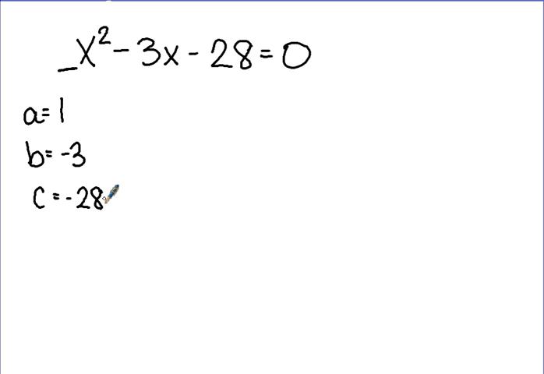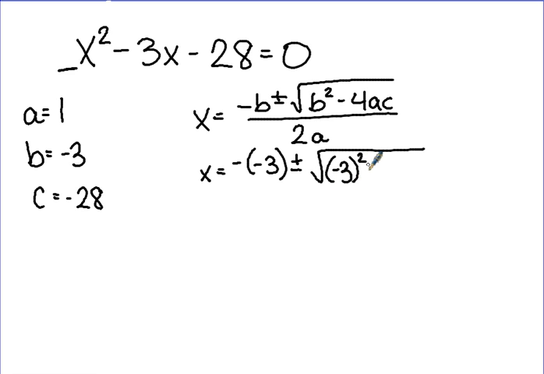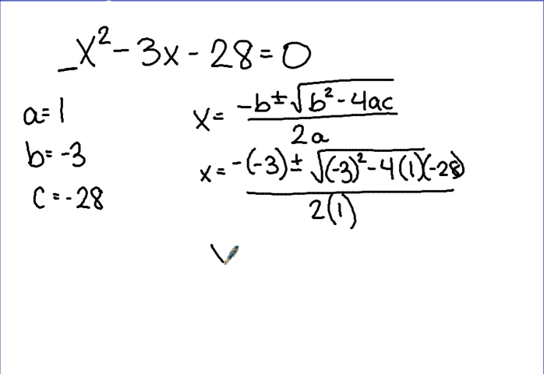So now what we're going to do is use our quadratic formula. x equals negative b plus or minus square root of b squared minus 4ac all over 2a. And then we're going to plug our values in. So b is equal to negative 3, so we have minus the negative 3 plus or minus the square root of negative 3 squared minus 4 times 1 times negative 28 all over 2 times 1. So now let's simplify. A negative 3 makes this positive 3, plus or minus.